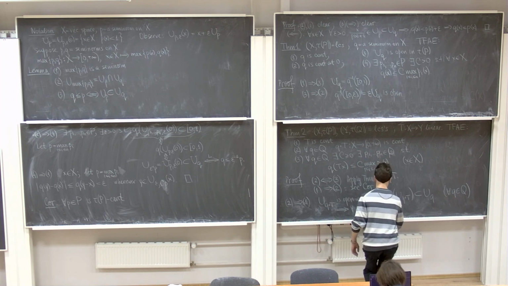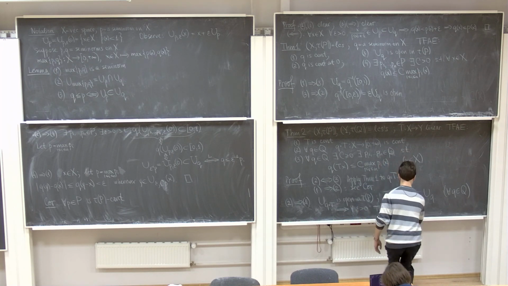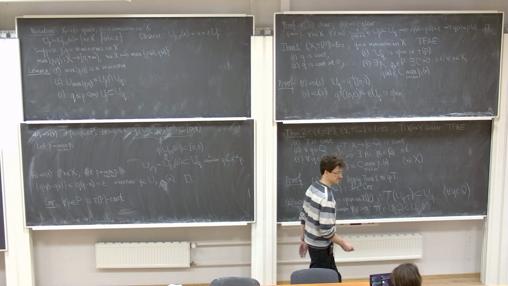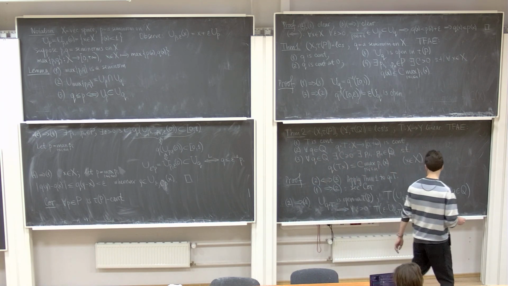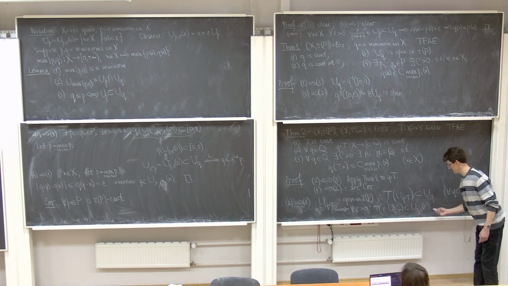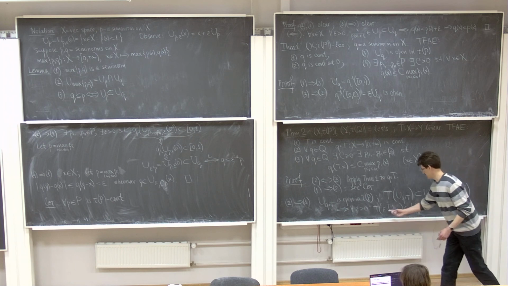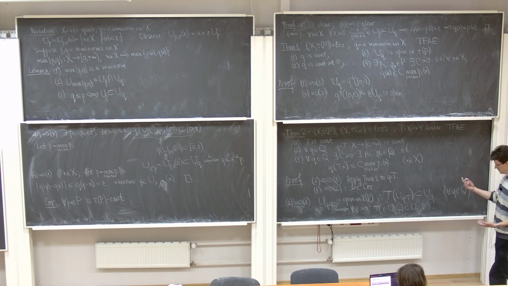T takes this set to U_q epsilon of 0. And this is a neighborhood of 0 belonging to the standard subbase of neighborhoods of 0. This is a neighborhood of 0 in X. So this inclusion implies that T is continuous at 0.